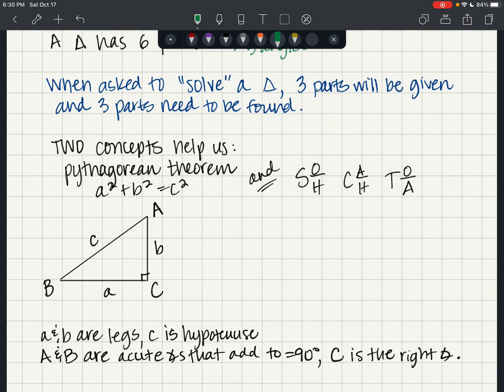A, B, and C, as we've talked about before, are angles and sides. The capital letters stand for angles and the lowercase letters stand for sides. Now in the Pythagorean theorem, I kind of like to say this as the leg squared plus the leg squared equals the hypotenuse squared. So that's what a squared plus b squared equals c squared, assuming that c is the largest side and the side across from the 90-degree angle.